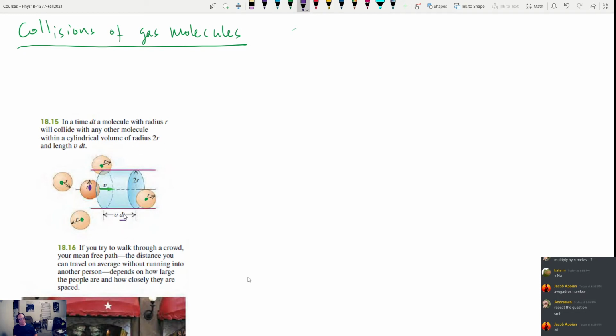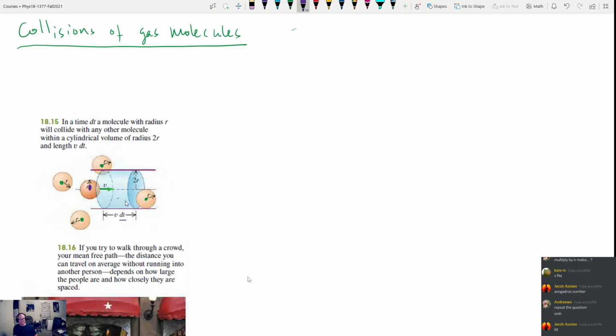So we pick dt to be an arbitrary amount of time. It could be 10 seconds. It could be a nanosecond. It doesn't really matter. It's just some interval of time. Don't let the d confuse you. It's just some time interval. And we say the distance that this molecule travels in that time will be v times dt, so that tells you spatially how far it's going to move. And it would hit any molecule that was inside of this piece right here. As long as the molecule is inside this cylindrical volume, it's going to hit it.